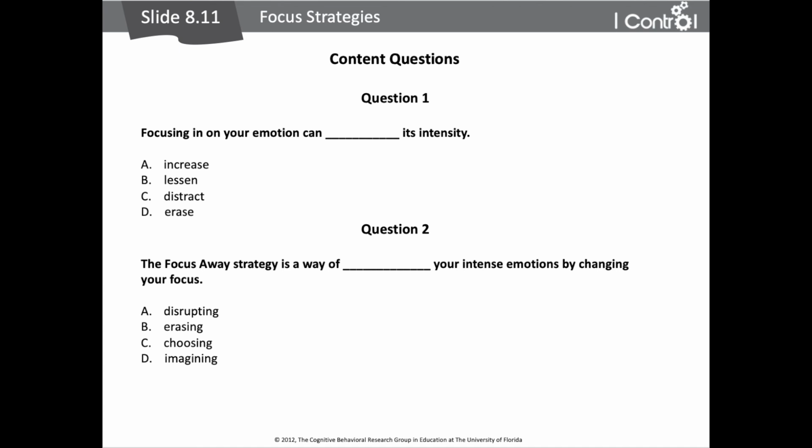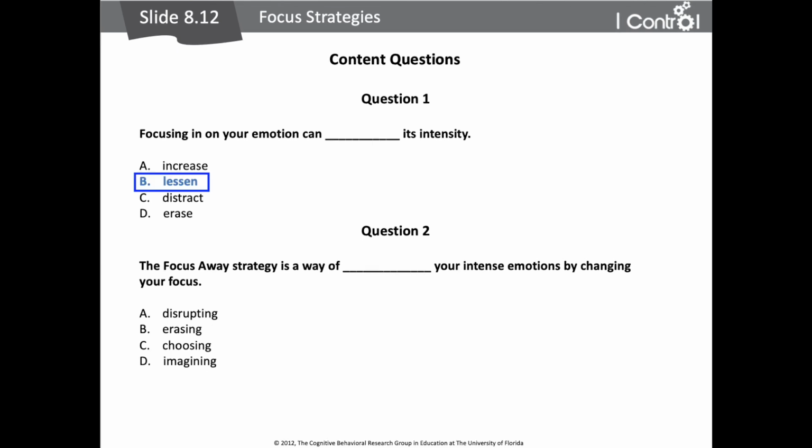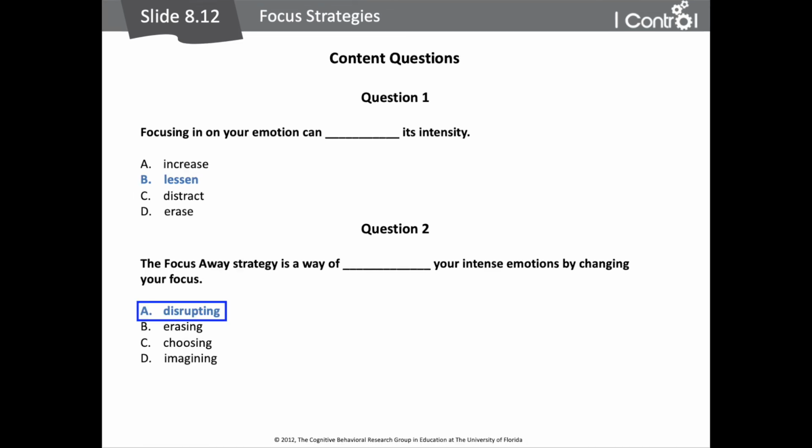For question 1, if you selected B, you're correct. Focusing in on your emotion can lessen its intensity. For question 2, if you selected A, you're correct. The focus away strategy is a way of disrupting your intense emotions by changing your focus.